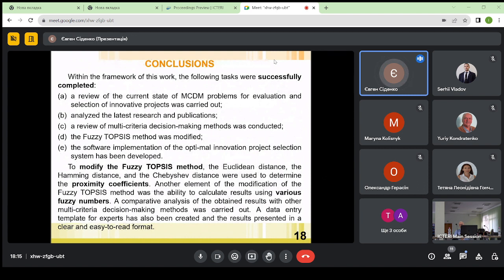As conclusions, I would like to say that within the framework of this work, the following tasks were successfully completed. We reviewed the current state, analyzed the latest research and publications, reviewed MCDM methods, the fuzzy TOPSIS method was modified, and also software implementation has been developed. Thank you for your attention.